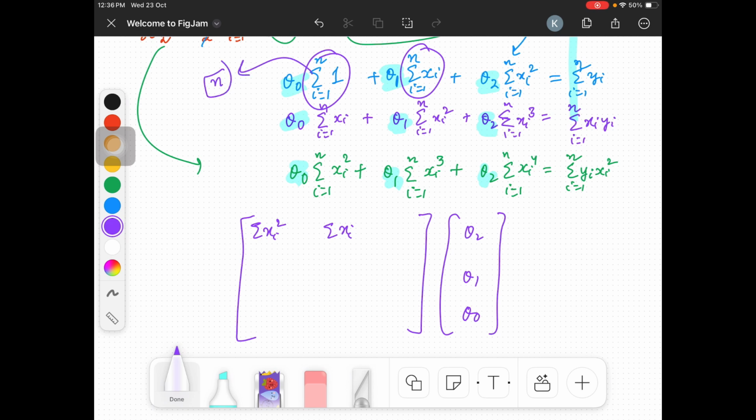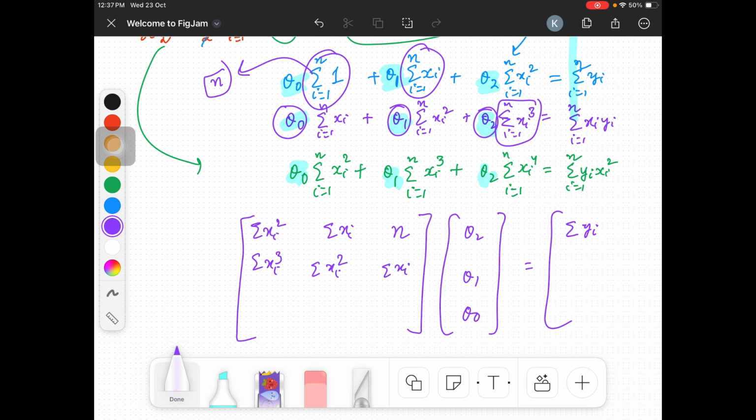This term is going to be n. And for the right hand side, this is equal to summation yi. And now I look for the second equation. So these are my coefficients. This is xi cube, xi square, and then you have xi, and then on the right hand side you have xi yi, and then for the third one I have here xi 4, then I have xi cube, then I have xi square, right, and on the right hand side I have xi square yi, right.